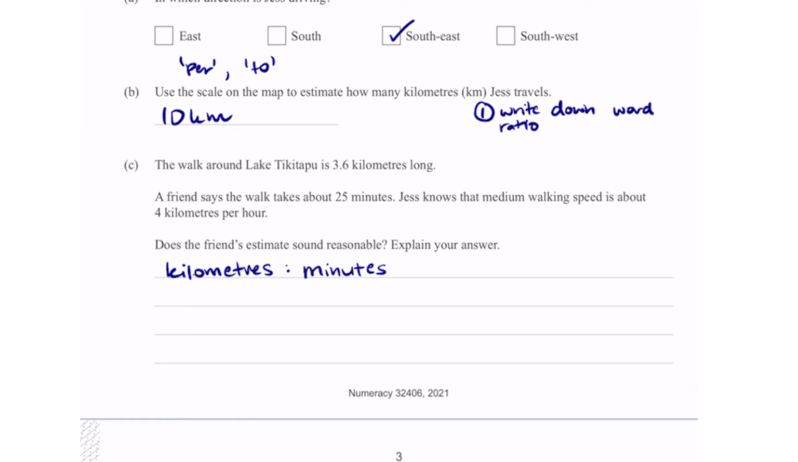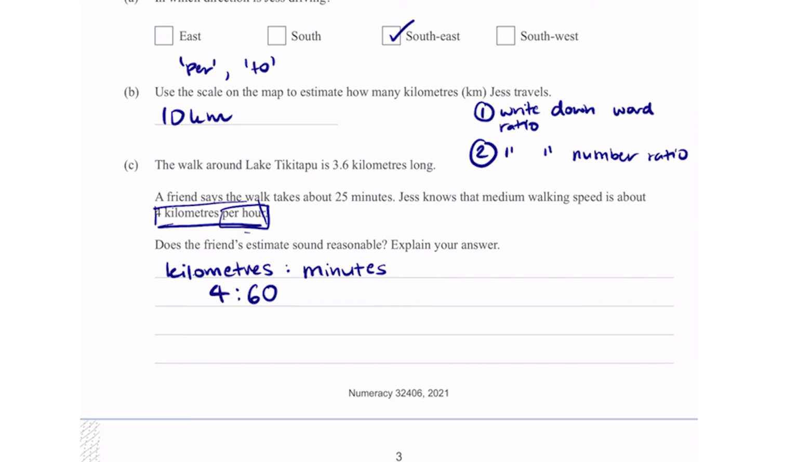So what's the next thing that we're going to do? The next thing we're going to do is write down the actual numerical or number ratio or rate. So how many kilometers do we have? If we look at our word ratio, we've got 4 kilometers per hour. So we're looking at 4 kilometers. And that's related to how many minutes? Well, it's per hour. So we're looking at 4 kilometers to 1 hour, and we know that 1 hour is 60 minutes. So we're looking at 4 kilometers for every 60 minutes.